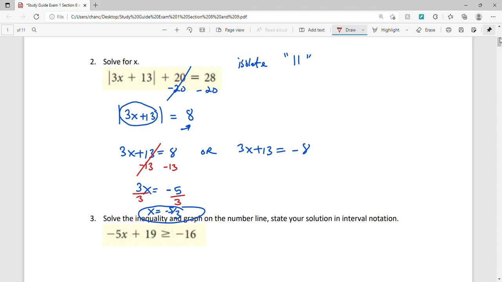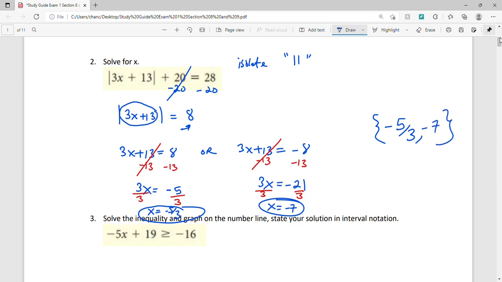For the right side, we could subtract 13 to both sides. And so we have 3x equals -21. Let's divide both sides by 3. And -21 divided by 3, that gives us -7. So our second solution is x equals -7. And our first solution is x equals -5/3. And if we enter this onto our homework, we would usually write it with a curly bracket, -5/3, comma, -7. And the order doesn't matter.